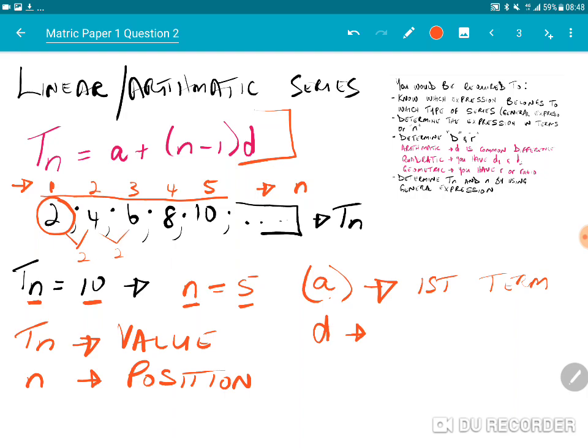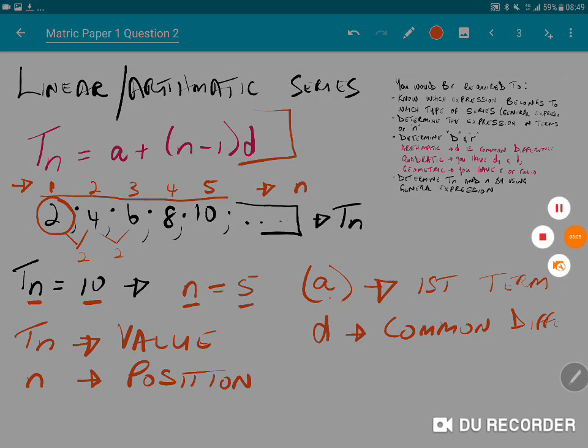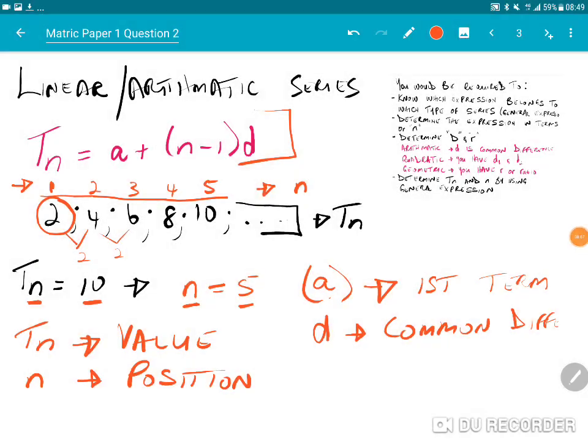So that's one way of knowing if it is a linear or arithmetic series, if they don't tell you in the exam. So that is your common difference.